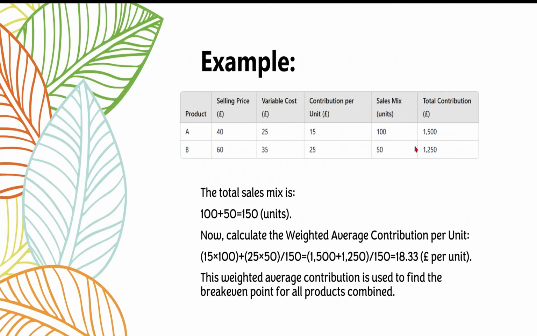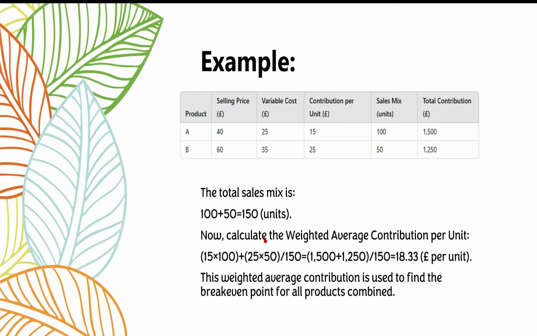So here we have two products. We have the selling price and variable cost, contribution as well as sales mix. That means the units of each product we sold, and the total contribution. I hope you know how we calculated total contribution. We have just multiplied the unit into the contribution per unit, right? So total sales mix is 100 plus 50. That is the units we sold for each product.